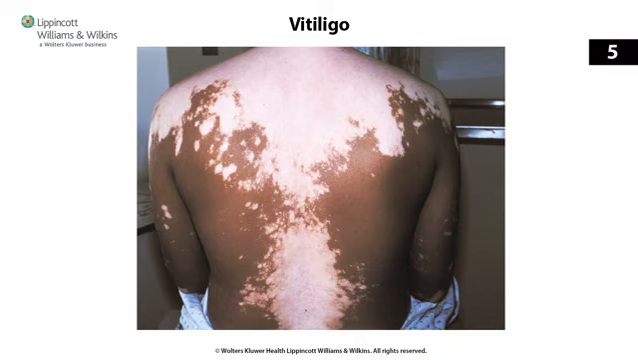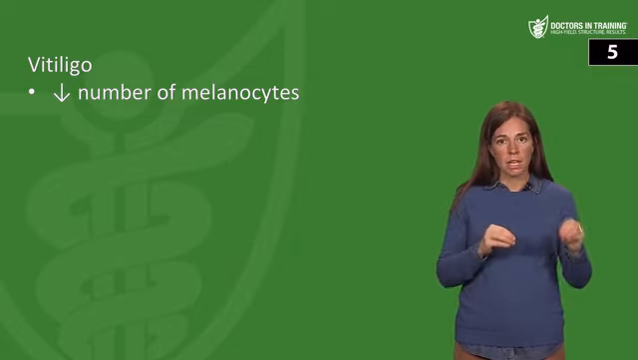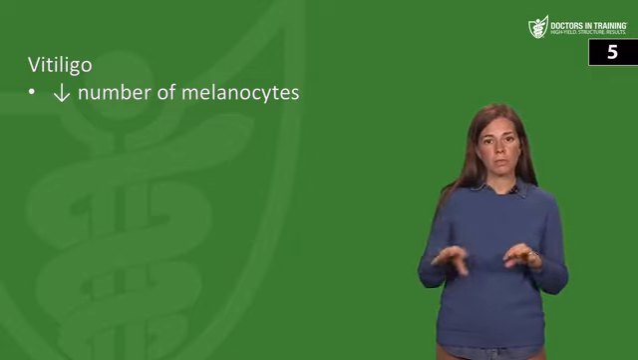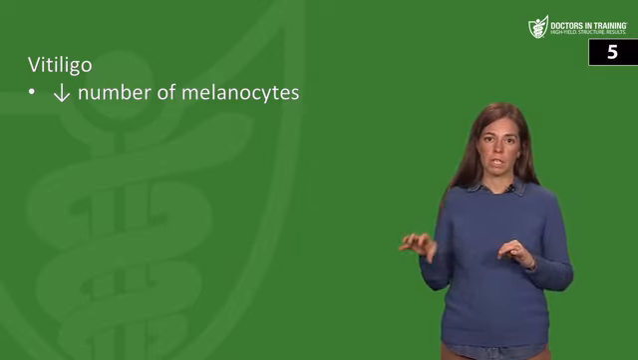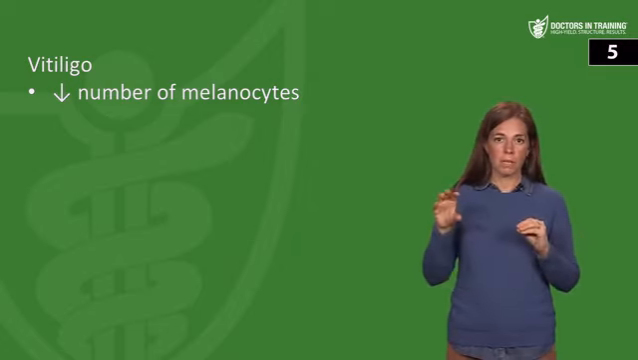Next is vitiligo. This is much more common than albinism and is acquired rather than congenital. So with this condition, sections of the body develop complete depigmentation. So you'll see a decrease in the number of melanocytes. And again, this is different from albinism, for which there's a normal number of melanocytes but decreased melanin. Vitiligo is a decrease in the number of melanocytes.